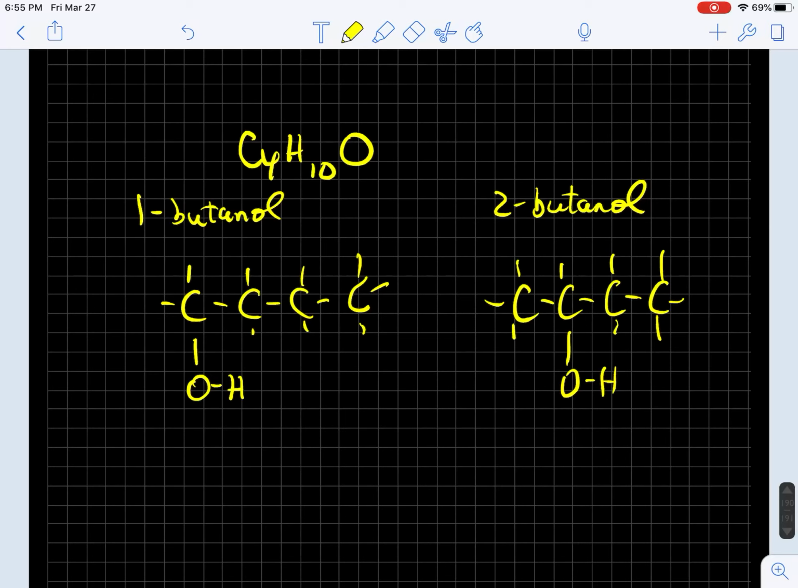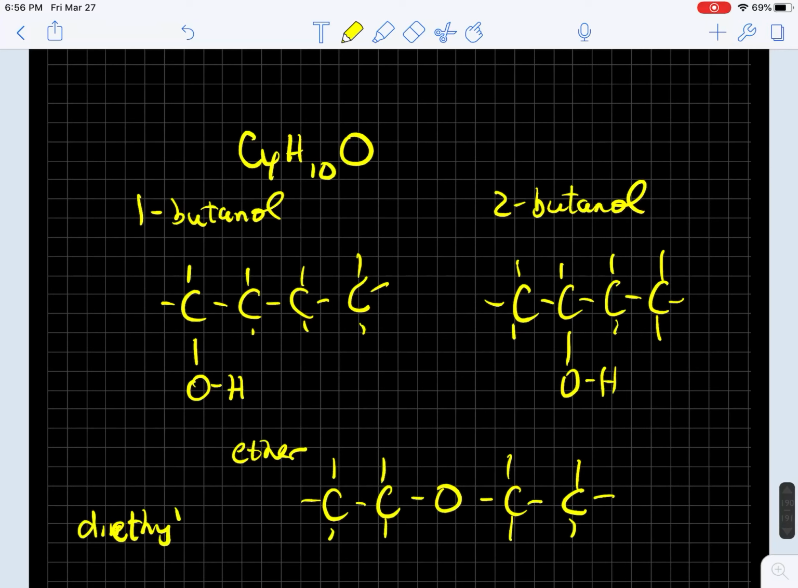Or you could wind up having a totally different functional group. For instance, instead of an alcohol, you could have an ether where we have 2 carbons and then the oxygen in the middle connected to 2 more carbons. And then we have 1, 2, 3, 4, 5, 6, 7, 8, 9, 10. And this is called ethoxyethane, that is the IUPAC name, but a common name is called diethyl ether.